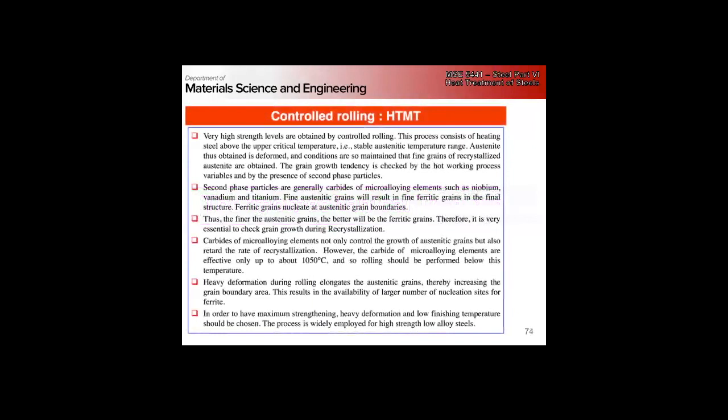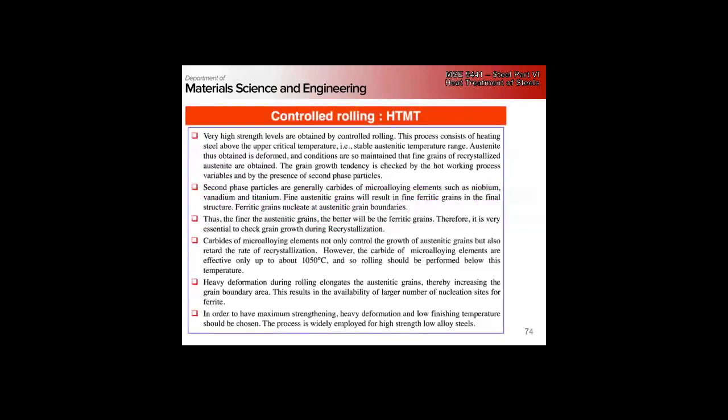But the 3 big processes for alloy steels, right? Controlled rolling, or HTMT. What are we doing? We're working above the A3 critical temperature, and we are working it so that we get recrystallization. We're getting grain refinement by recrystallization, and then we're pinning, right? So what do we need to pin? We need a nice fine dispersion of particles.